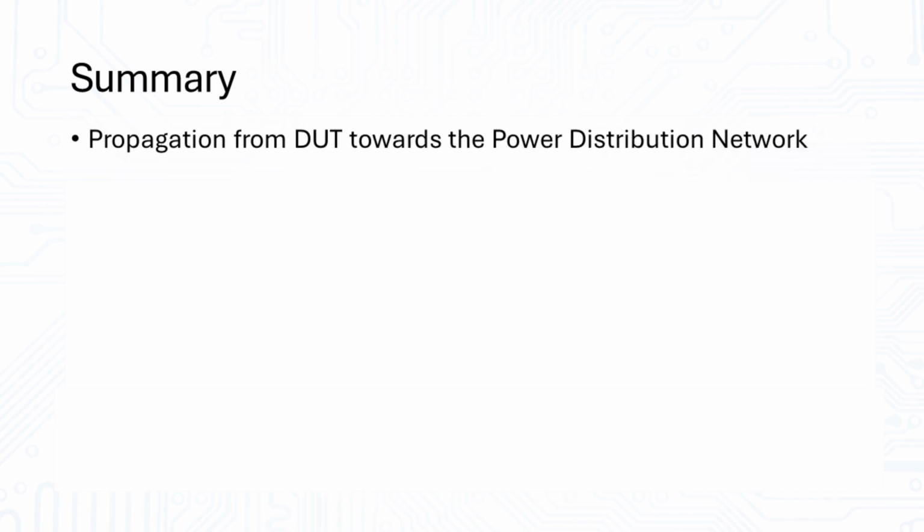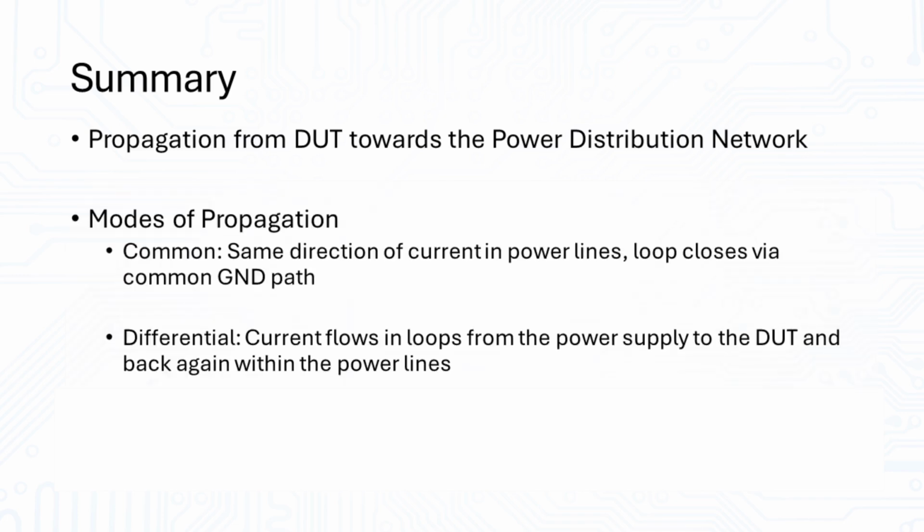With that said, let us recap on what we learned so far. Conducted emissions are propagated from a DUT into the power distribution network. From there, they can either be directly coupled into other devices or radiated off the cables and received by electronic devices in proximity. There are two different modes of propagation, differential and common mode. For the common mode, currents flow in the same direction and close the loop via a parasitic element and the ground wire or plane. Differential mode currents flow into the DUT on one line and back on the other.